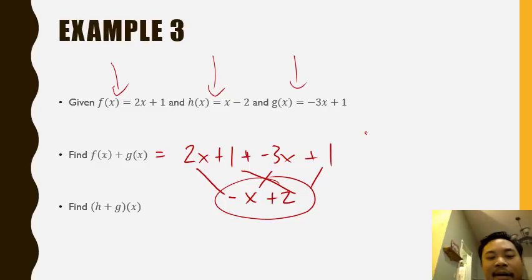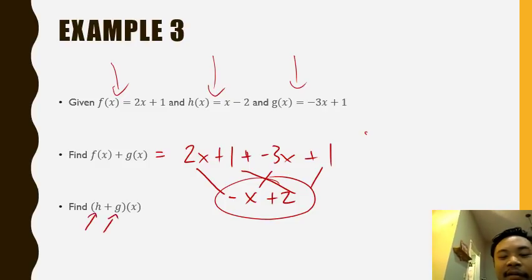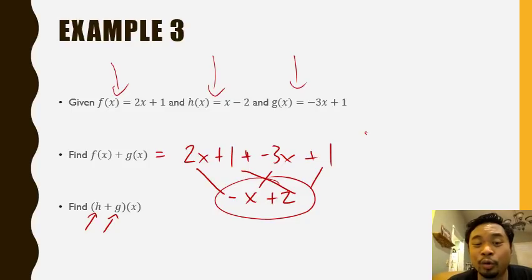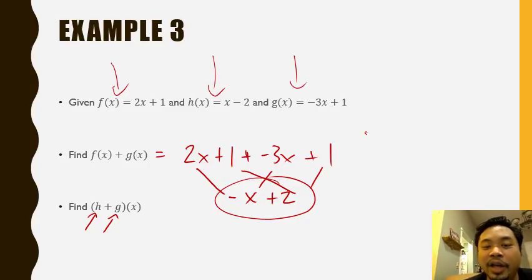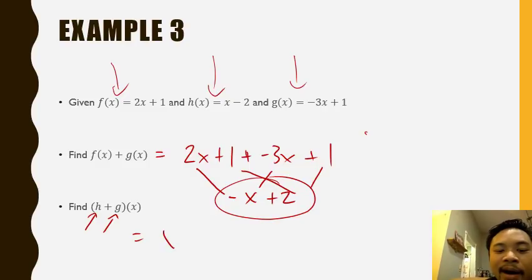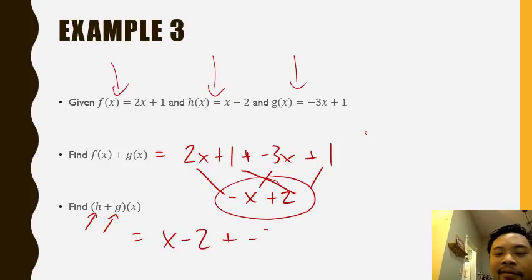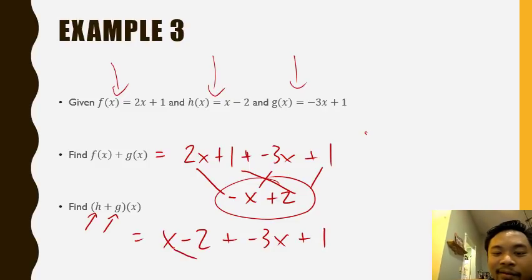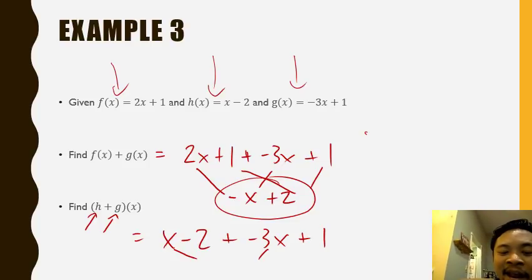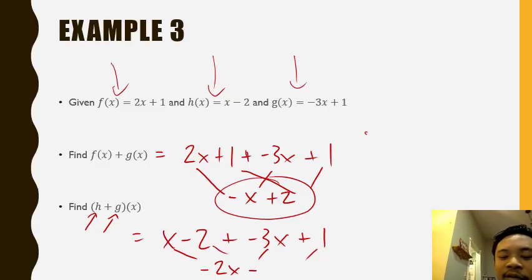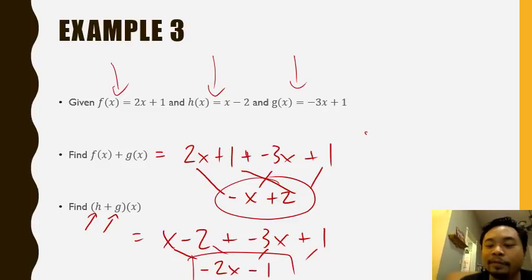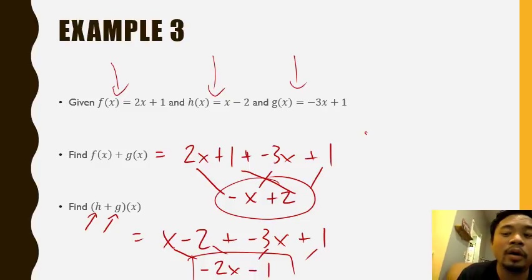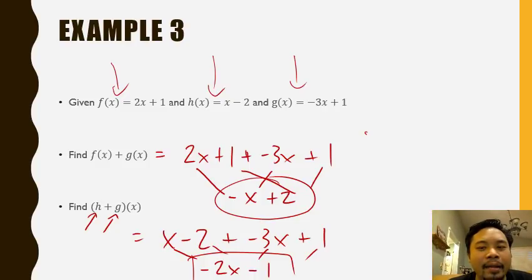Next one, I see I have the h of x and the g of x being added together. So again, make sure you're using the right functions here. So my h and my g are the following. So I've got x minus 2 plus that negative 3x plus 1. So again, combine some like terms here. I've got x and a negative 3x, so that gives me a negative 2x. And last but not least, I've got a negative 2 and a 1, which gives me a minus 1. So there is my super function there. Only lesson here is to make sure that you're using the right functions if you have more than one. So this right here is how you add these functions.